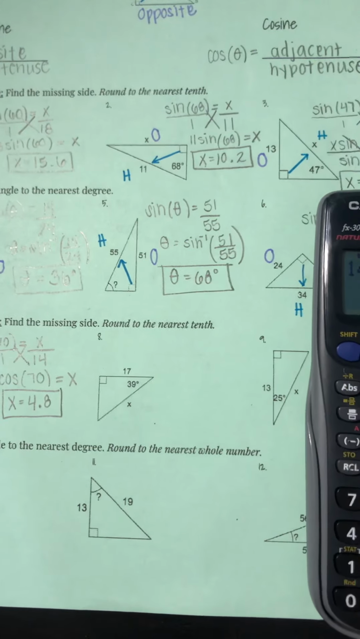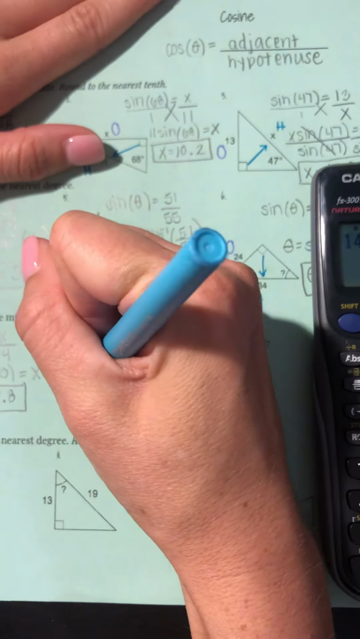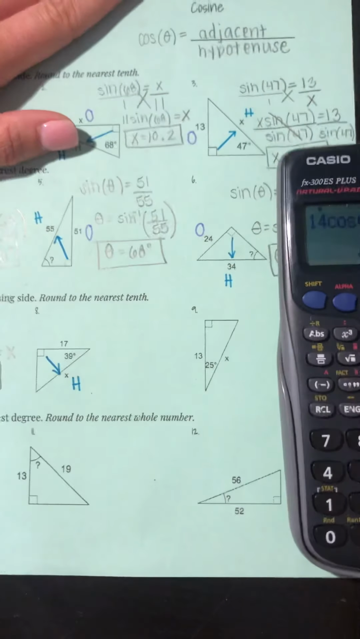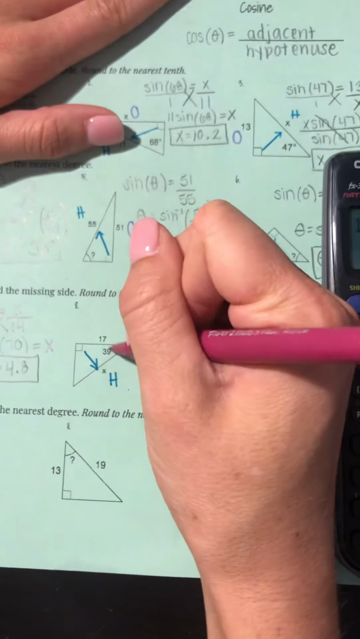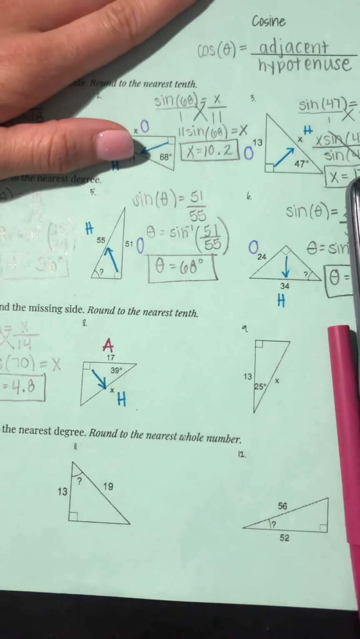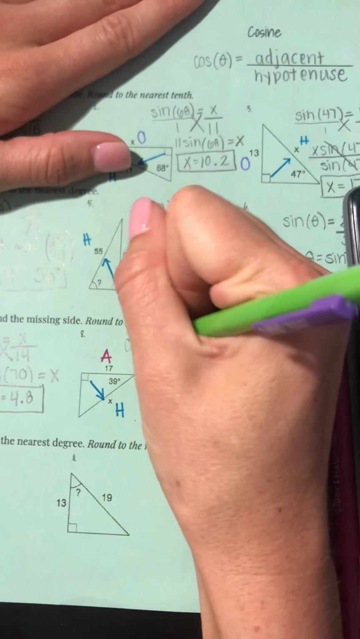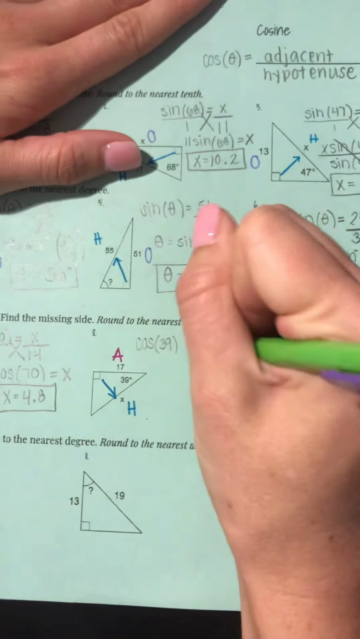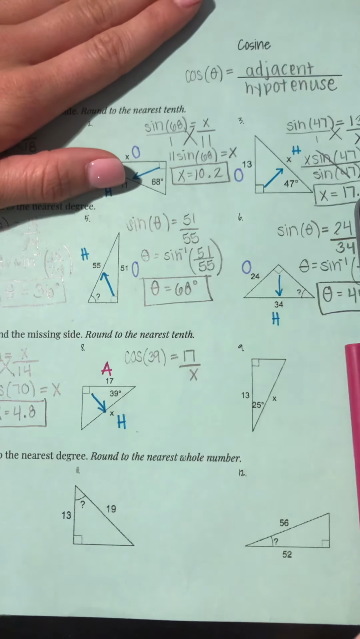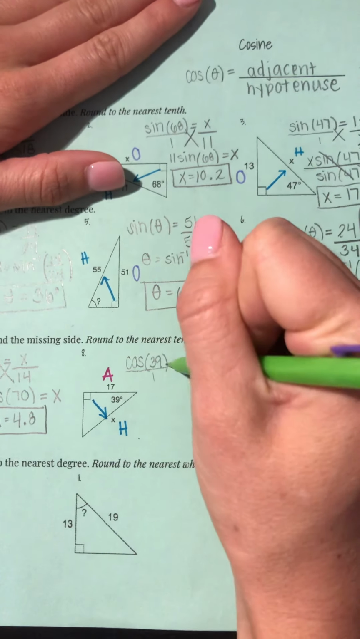Then trying this one, same thing. Label the hypotenuse first, because that's always easy to find. So this time x is our hypotenuse. And 17 is right next to theta, so that's our adjacent side. So we're using cosine of 39 equals adjacent over hypotenuse. And then cross multiply.